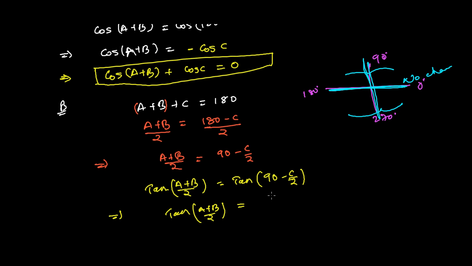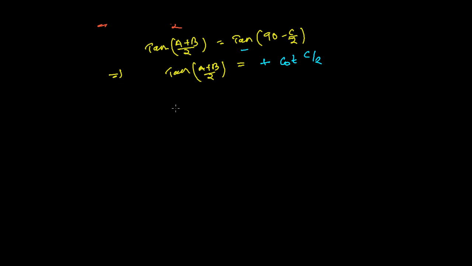All right, so here we have tan. So tan 90 minus theta means they are talking about the first quadrant, and in first quadrant everything is positive. All right, and in first quadrant the change takes place. So this tan will convert into cot C by 2.